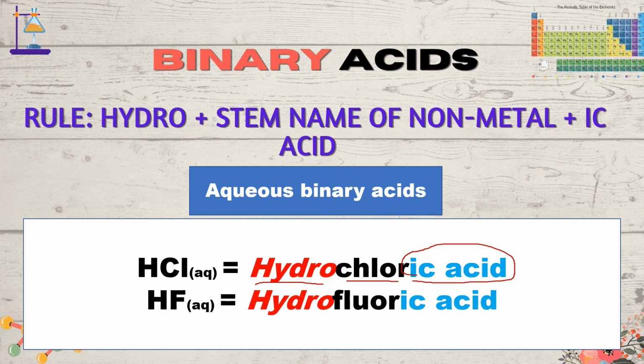So yung pinagkaiba niya kanina, yung isa ay pinangalanan mo siya ng hydrogen chloride. So that is without water. How about pag meron siyang symbol na AQ, you name that as hydrochloric acid. Another example is HF or hydrofluoric acid. Okay?